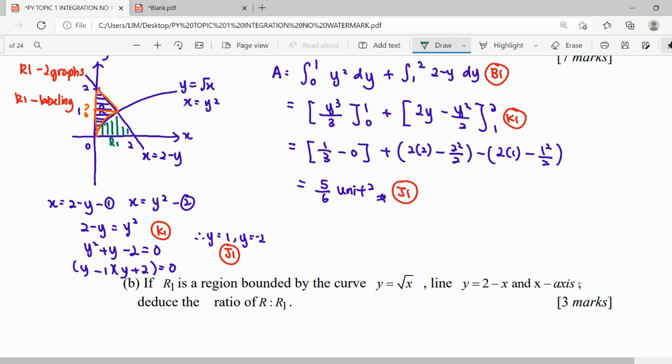When I want to find the R1 region, I have to know what this part is. Now, what is this point? We have to find out what this point is. Just now you can see your y is 1, right? So when y is 1, your x is 1. We can see it clearly from our diagram. So we have to find out what our R1 is, what this region is when it is attached to the x-axis, and then we have to find out the ratio of R and R1. So we have to find this part first.